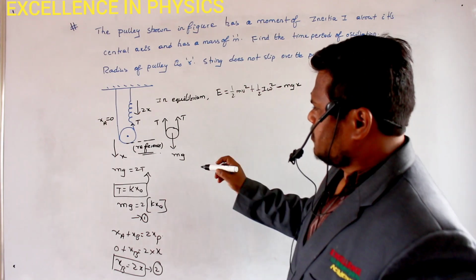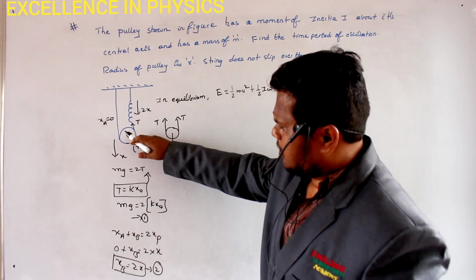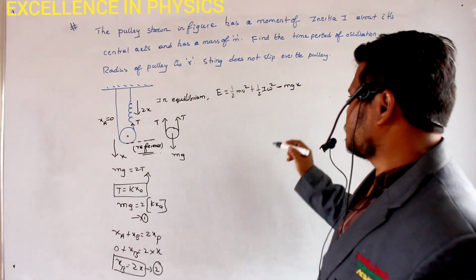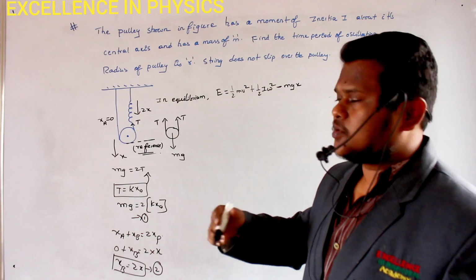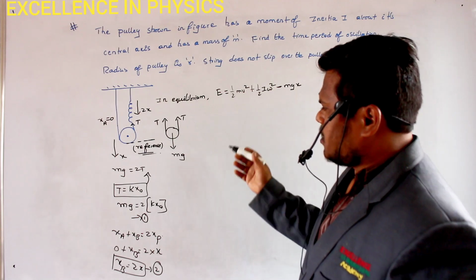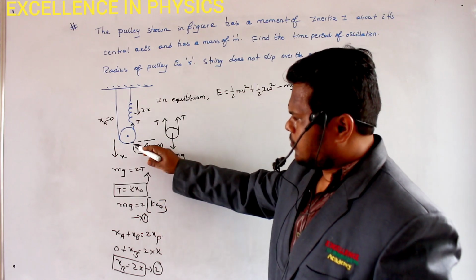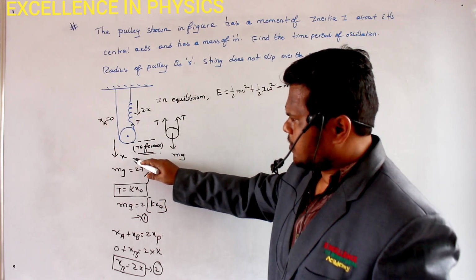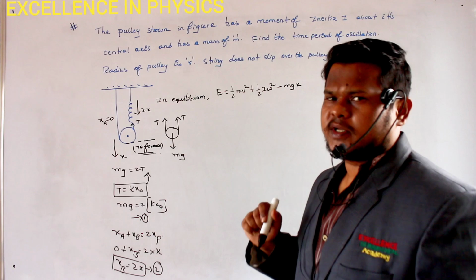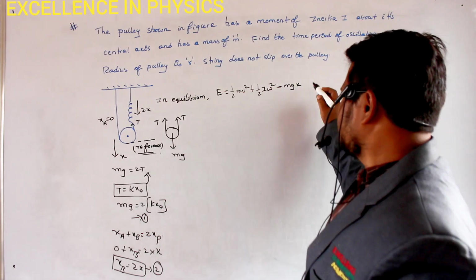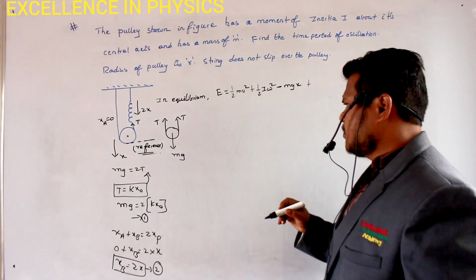Similarly, when this pulley has come down by a distance of x, the total elongation produced in this spring is x naught plus 2x. Because initially there is already some elongation of x naught at equilibrium, and now when the pulley has come down by a distance of x, this spring elongates by 2x. So total elongation is x naught plus 2x. Because of that, what will the total potential energy be?